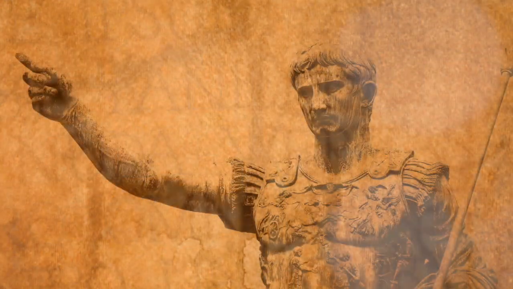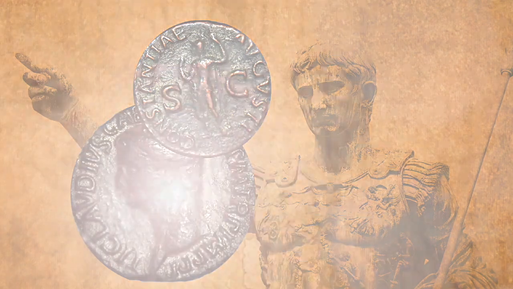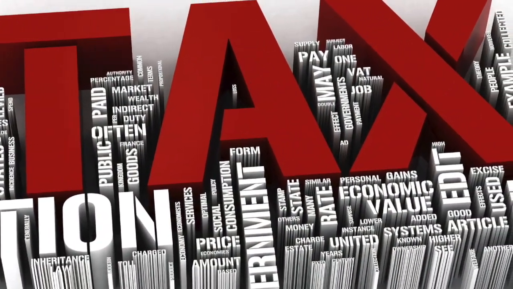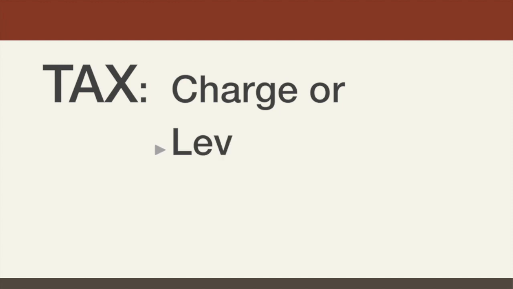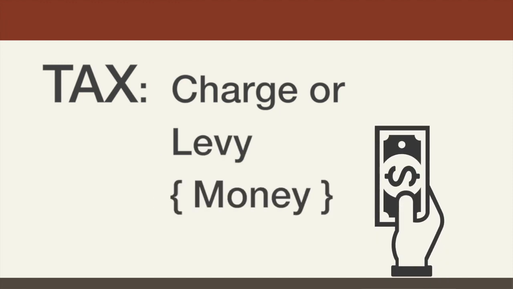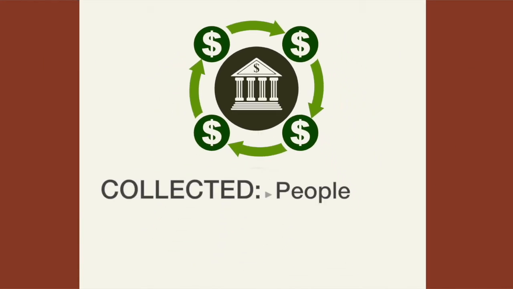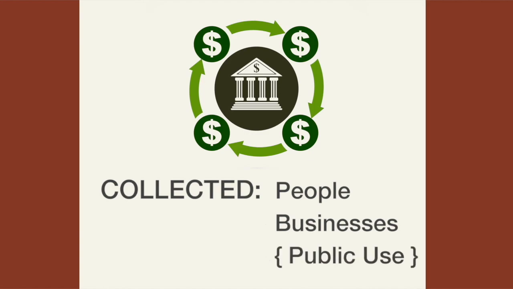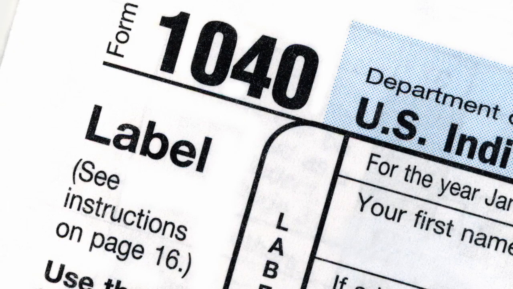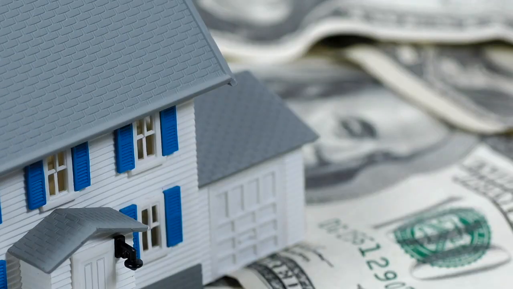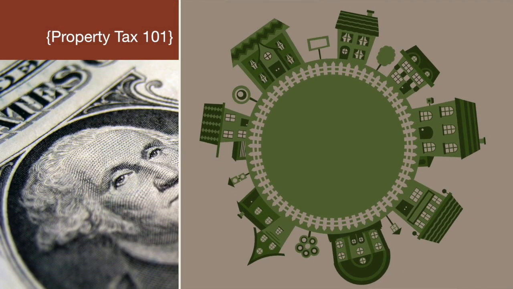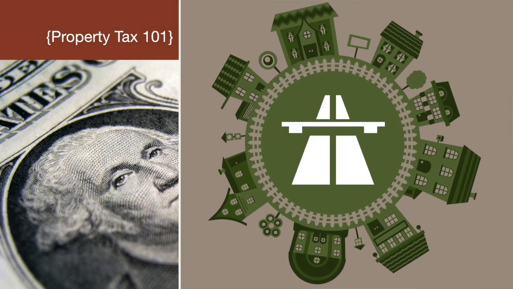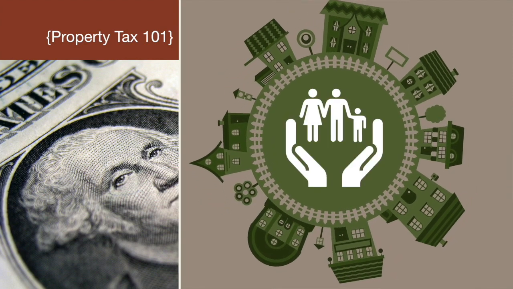As long as governments have existed, going back thousands of years, so have taxes. By definition, a tax is a charge or levy, money in this day and age, collected by the government from people or businesses for public use. Examples include the income tax, sales tax, and property tax.